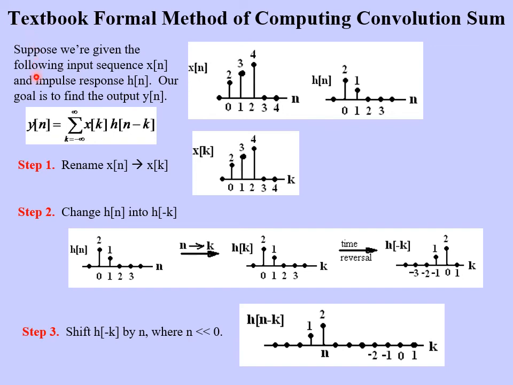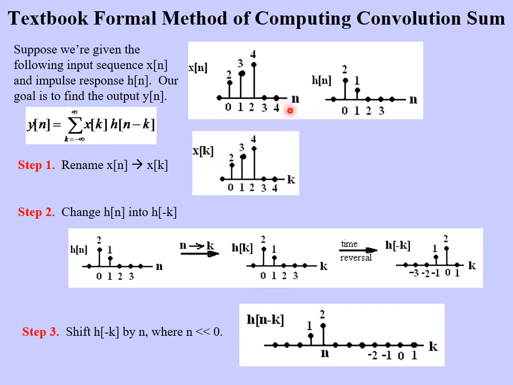Basically, this is the formal definition of a convolution sum. y of n is equal to the sum over all k of x of k times h of n minus k. So how do we do this? Well, you've got x of n here, and you've got h of n here. Those are given to us. Notice in our output there's no x of n, there's an x of k. So let's rename x of n to x of k. That's easy enough. We just call it x of k instead of x of n.